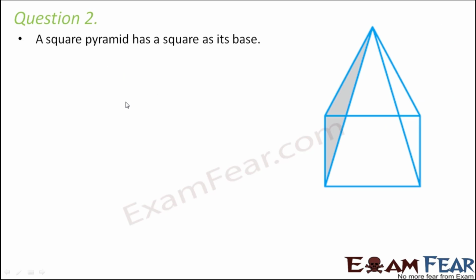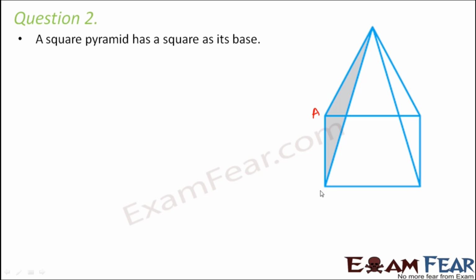Question number 2. A square pyramid has a square as its base. Now what is a pyramid? So pyramid is a structure which is formed in such a way that you have a polygon base and then you have triangles as all other faces. So here you can see this is a polygon. So this is the base of the polygon, the square.